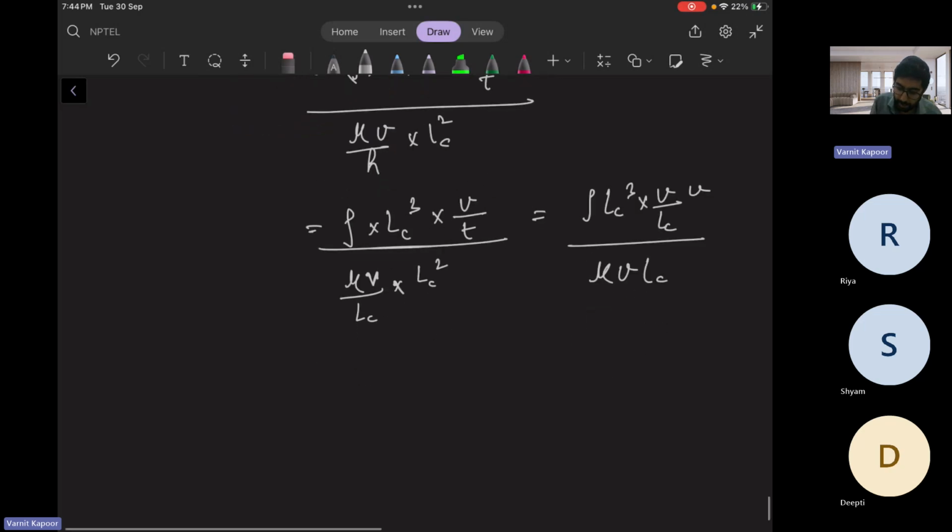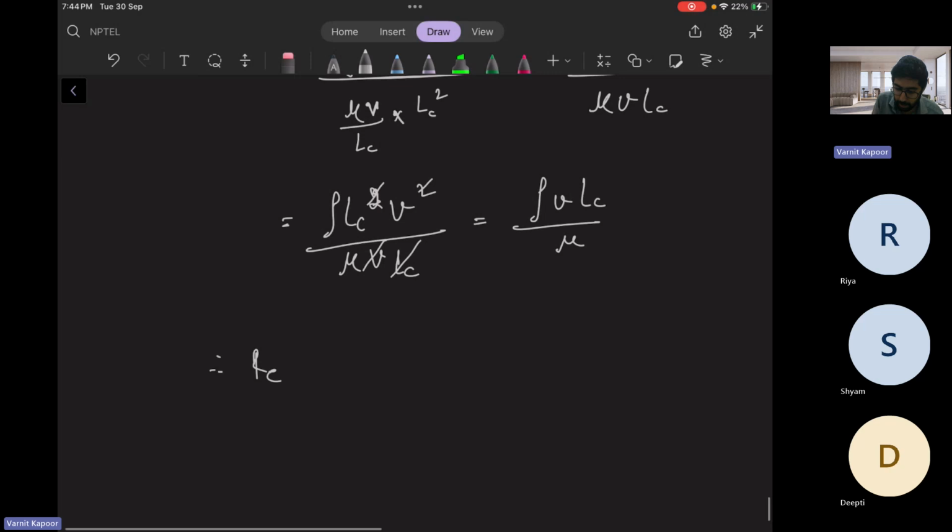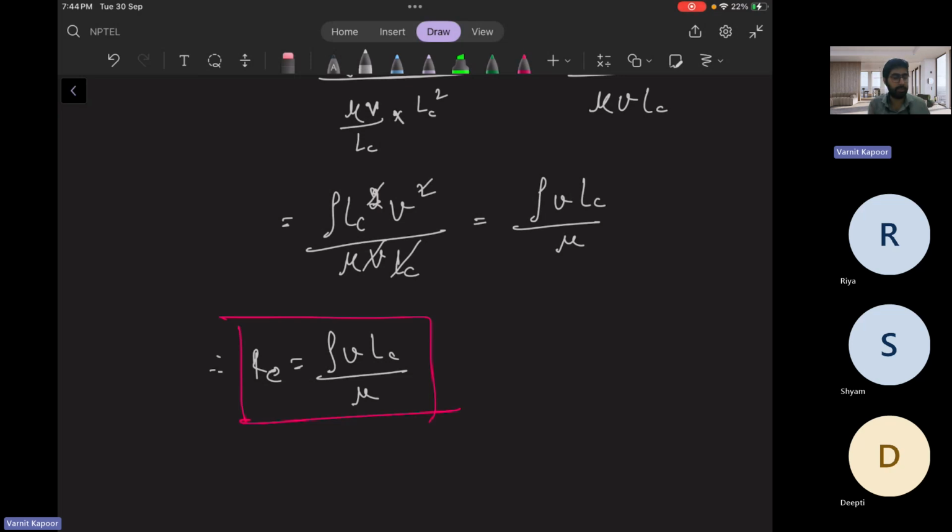Okay, so can I write like this now? The rho LC cube by LC, that is LC square V square by mu V LC, right? So LC cancels out, V cancels out, rho V LC by mu. So my Reynolds number is nothing but rho V LC by mu. This is the Reynolds number. Clear? I think it's pretty much easy. Rho V characteristic length by mu. LC is nothing but your characteristic length.